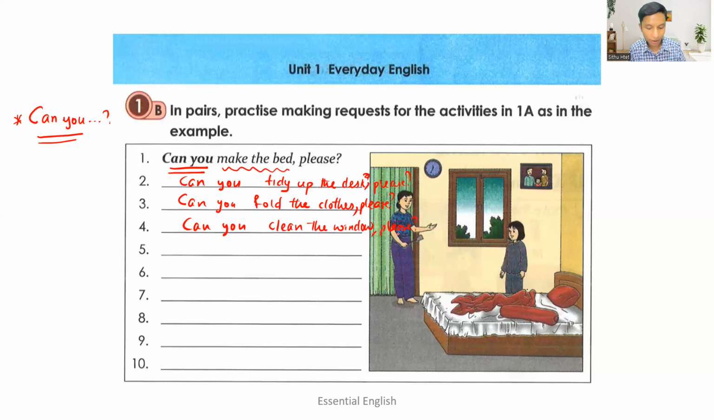Okay. Number 5. So please turn to page number 1 and you will find the activities in exercise A. So you have to make requests for the activities. And the fifth one is mop the floor. Mop the floor. Okay, so how can you make the request? Please think and write it down. Can you mop the floor, please?